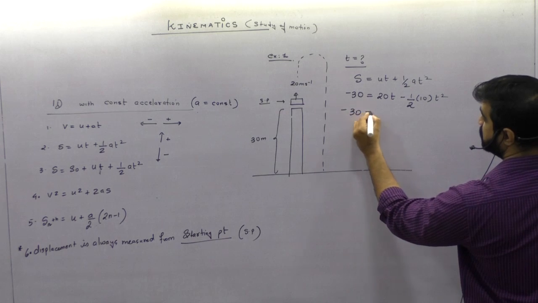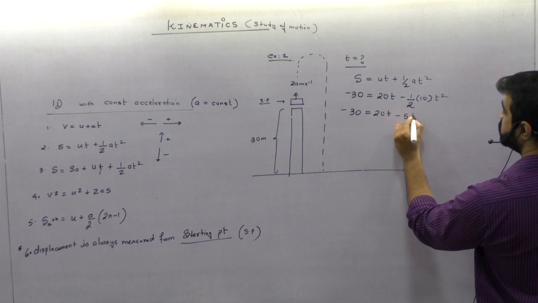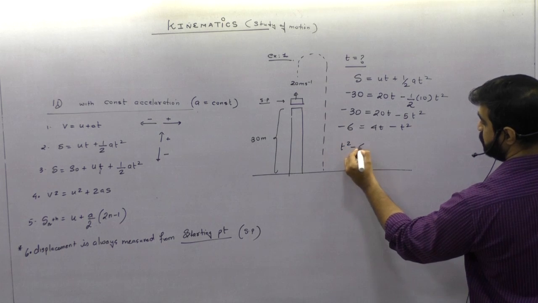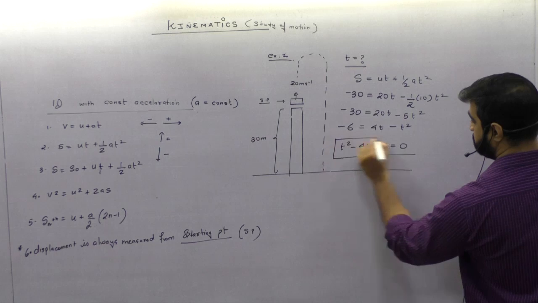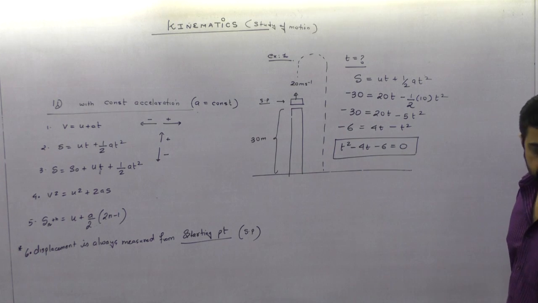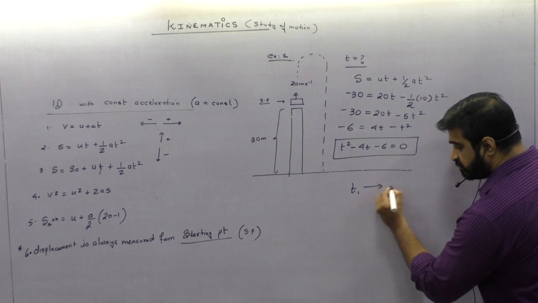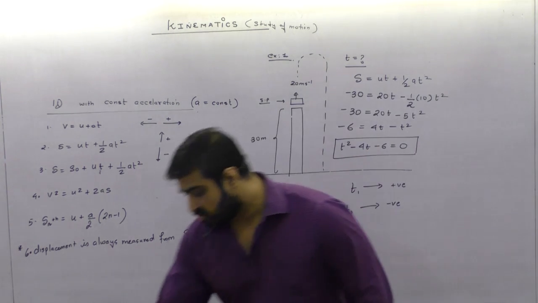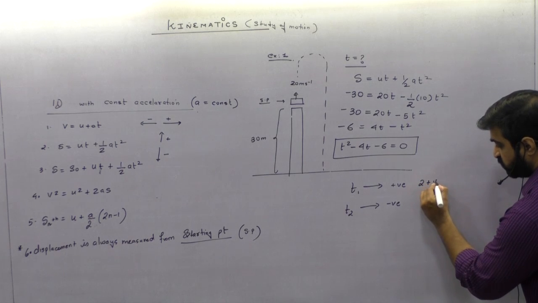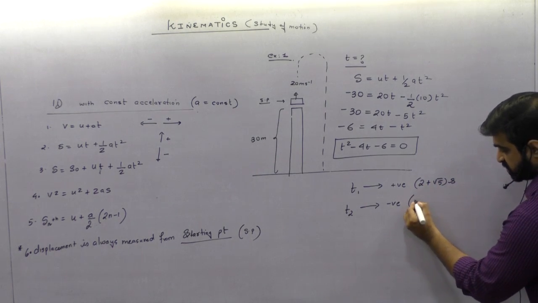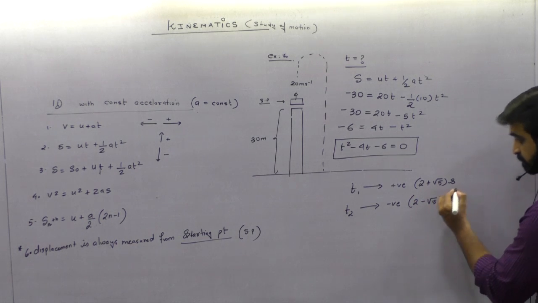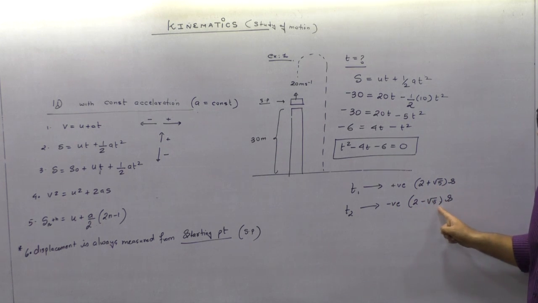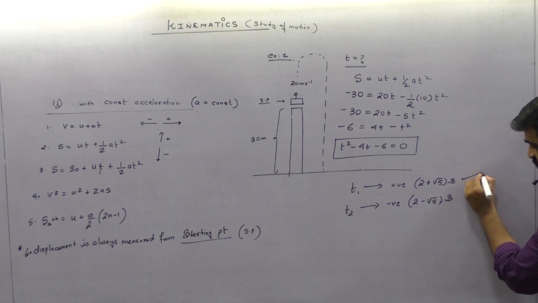So minus 30 is equal to 20t minus 5t square. So minus 6, 4t minus t square. So t square minus 4t minus 6 is equal to 0. When you solve this quadratic, you'll get two answers. One will be a positive answer and other will be a negative answer. Okay, I have the answers. I'll give you. One is 2 plus root 5 seconds. Another is 2 minus root 5 seconds. So this answer will be positive. This answer is negative. Now you have to take this answer. This answer will not be taken.